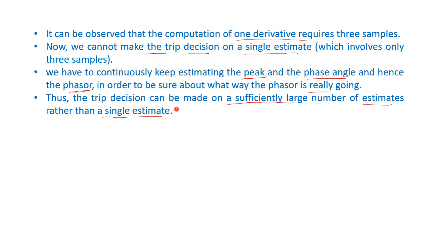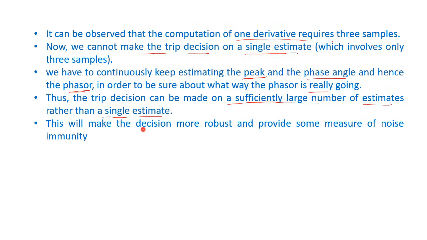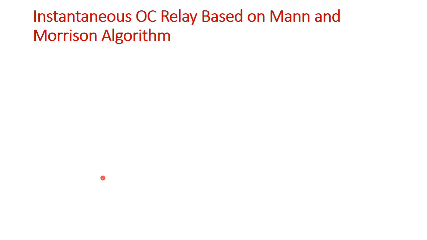Because in order to avoid the effect of noise, we need to estimate more number of times, and when for many number of times it goes beyond the threshold value, then we can say that some fault is happening. So this will make the decision more robust and provide some measure of noise immunity. It depends upon how much noise is present at a particular location. Based on that, the threshold is decided.